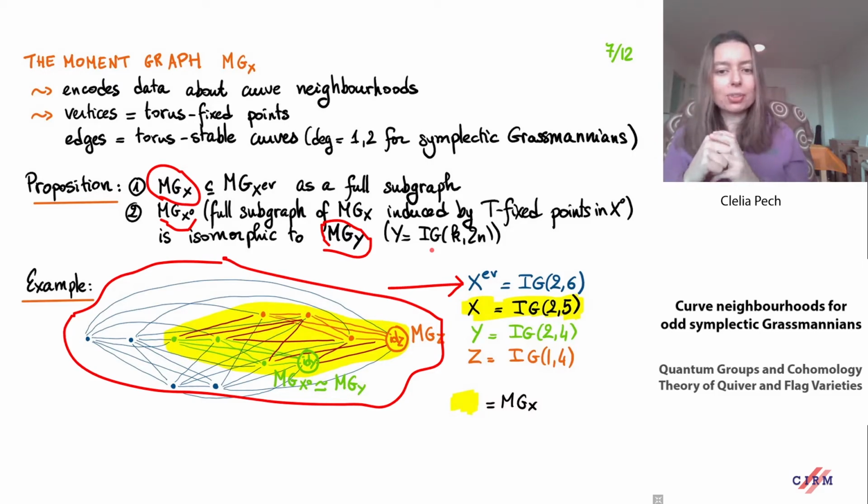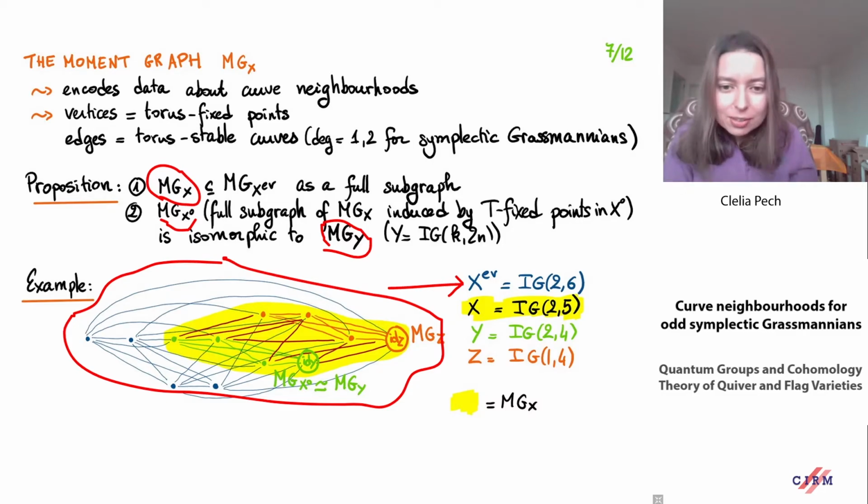So I won't have to bother with spaces more complicated than these two symplectic Grassmannians. And it so happens that Ryan and Withrow have this paper where they describe the moment graph and curve neighborhoods in the symplectic case. So this is something that we use in this paper to understand the behavior of the odd symplectic Grassmannian.